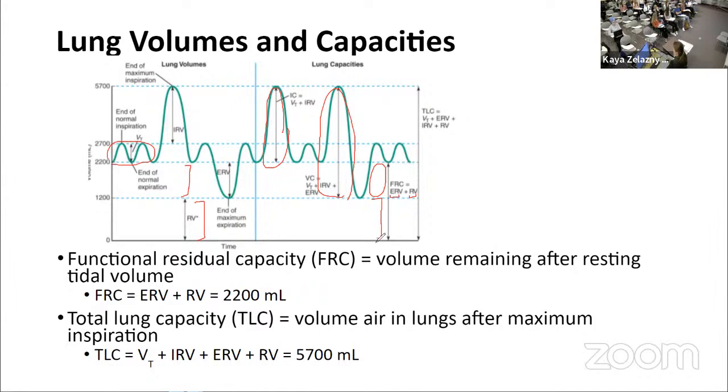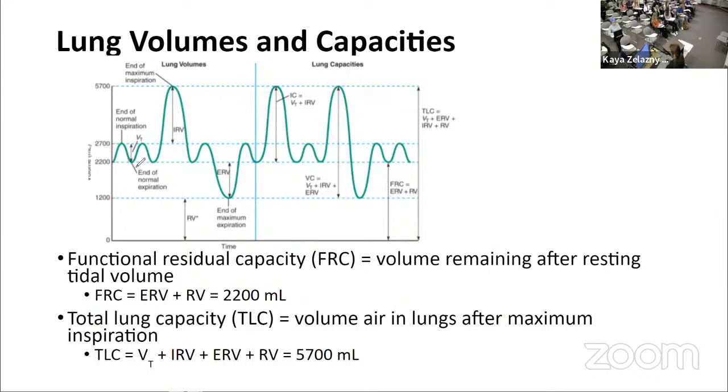Okay. And that's going to be our functional residual capacity. Okay, so those two things together are our functional residual capacity. And our total lung capacity is just that maximum volume of air in the lungs after you take the deepest breath possible. So we're adding together everything we can, right?